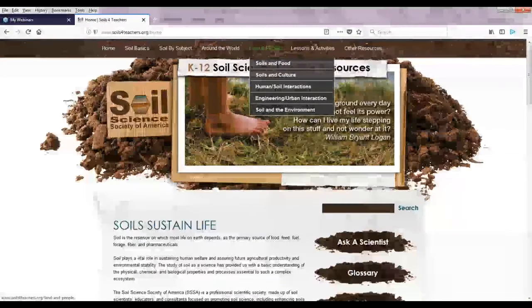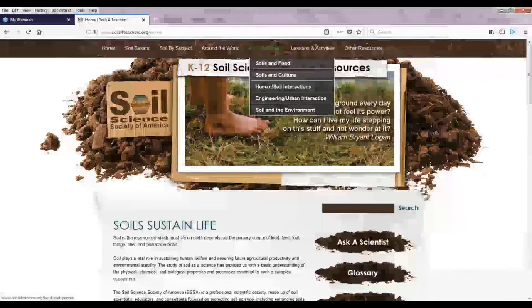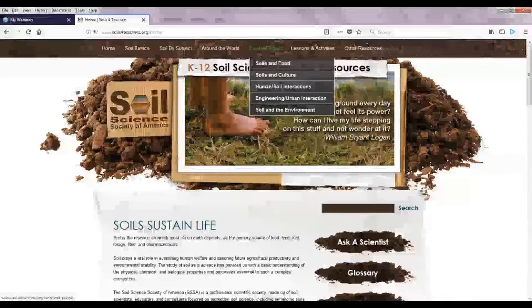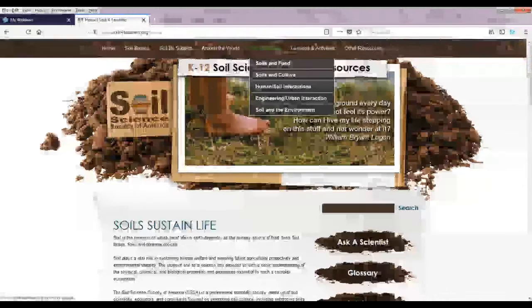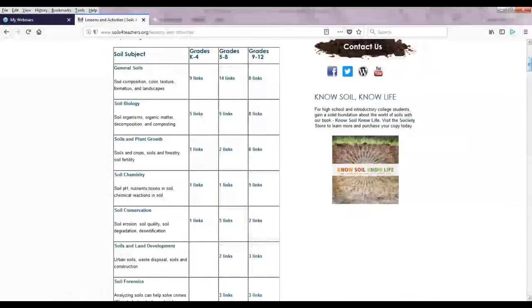We also have a land and people section, which connects soil to a lot of other obvious things besides just the science. We also have our lessons and activities. So we have gone out, found a lot of great resources in addition to our resources. Soil scientists have reviewed them. We have categorized them by topic and by grade level.